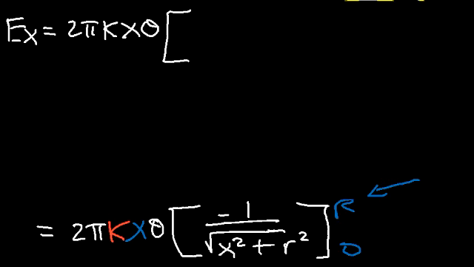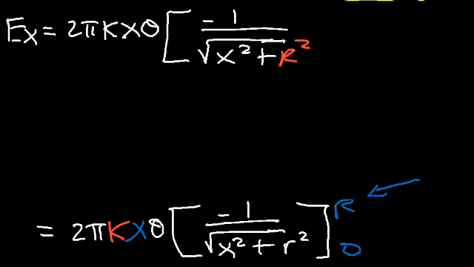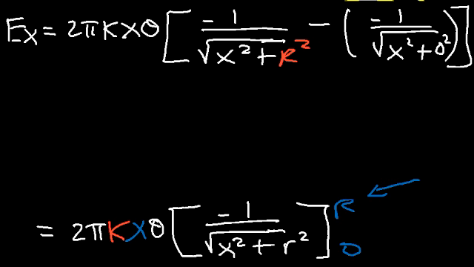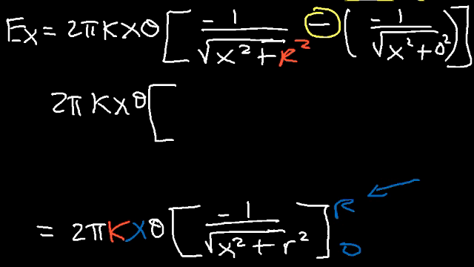So if we plug in capital R, it's going to be negative 1 over the square root of x squared plus capital R squared. Now let's plug in 0. Let's replace lowercase r with 0. So it's minus negative 1 divided by the square root of x squared plus 0 squared. These two negatives will change into a positive.